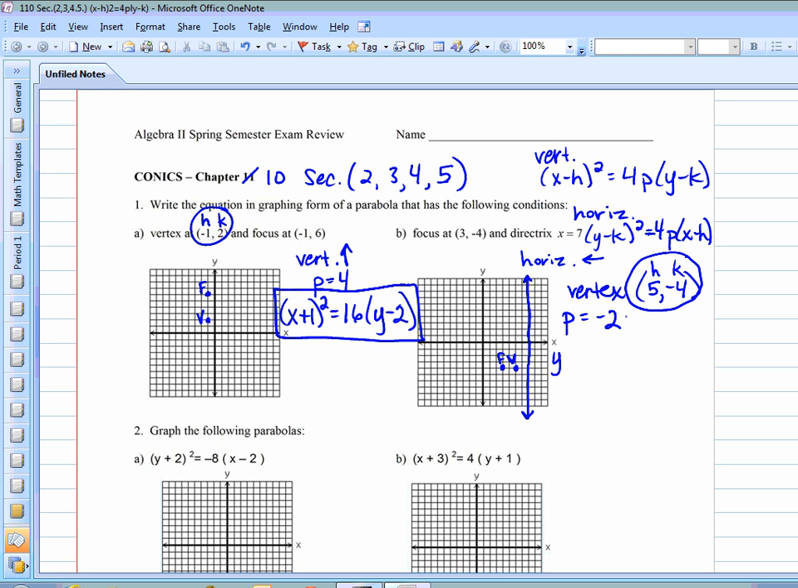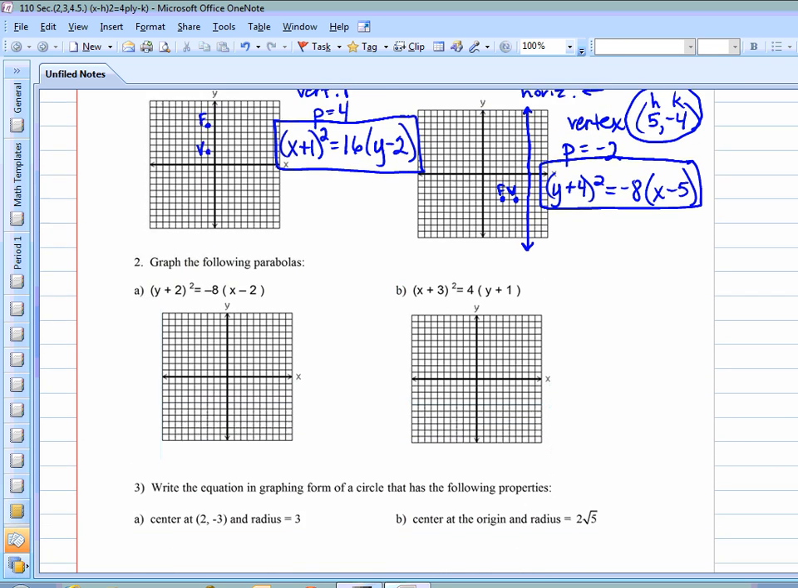So we're ready to write our equation. The horizontal is y first, and it's minus k, so that's y plus 4, quantity squared, equals -2 times the 4, because it's 4p, so that'd be a -8 times the quantity x minus the h, which is x plus 5. That's the equation of that parabola.